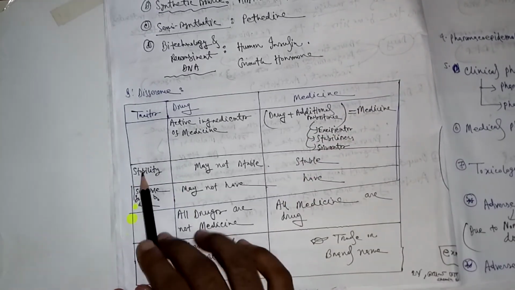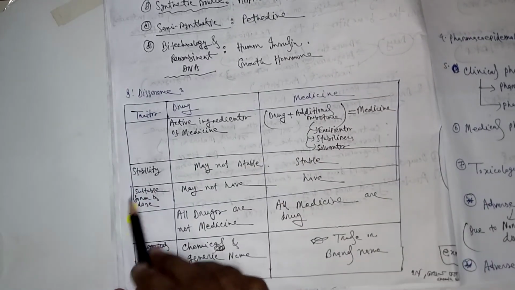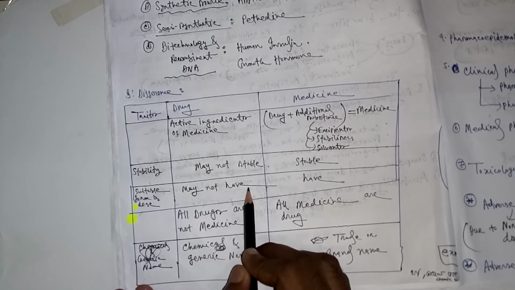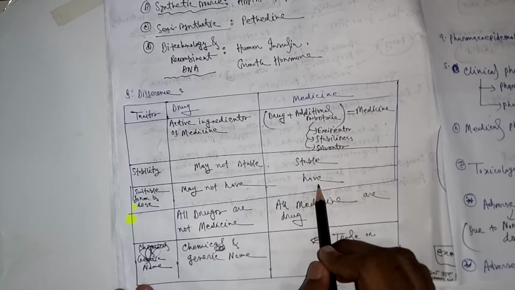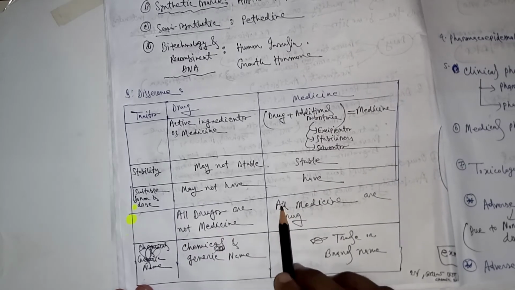Then stability: a drug may not be stable but medicine is stable, and then a suitable form of dose. A drug may not have a suitable form and dose, but medicine has the suitable form and dose. Then, all drugs are not medicine, all medicines are drugs.